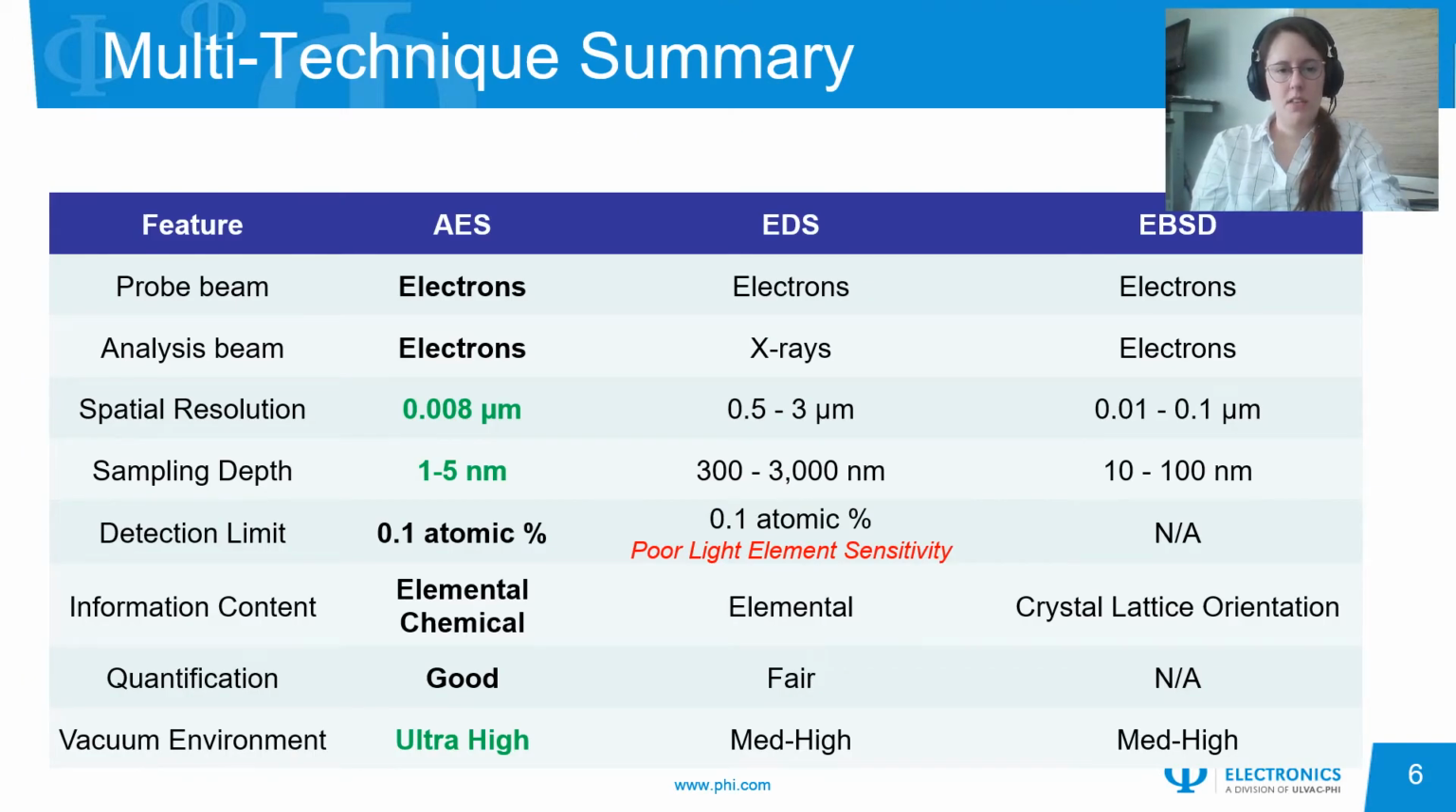Here's a quick summary table comparing Auger electron spectroscopy to EDS and EBSD. Of course, each technique has its own pros and cons. Auger, for example, has a much better spatial resolution compared to EDS and EBSD. It does have a shallower sampling depth, but this can be useful in some cases to have EDS available on the system as well when you want information from deeper beneath the sample surface. And that's what we'll talk about in the next few slides.